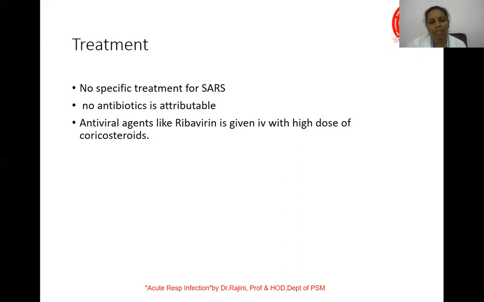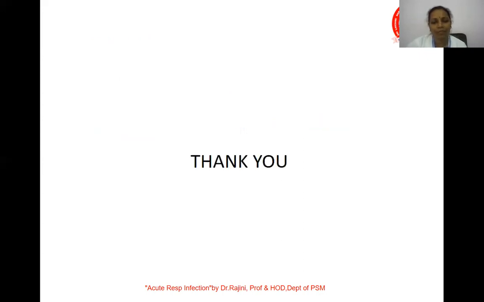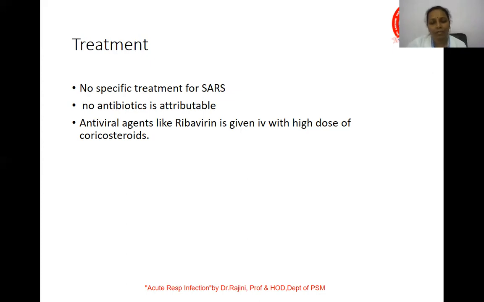Recovery is given with high dose of corticosteroids. This can be tried if the patient is having any complications and respiratory distress, then we can go for this treatment. Thank you. So these are all the acute respiratory infection and its treatment.